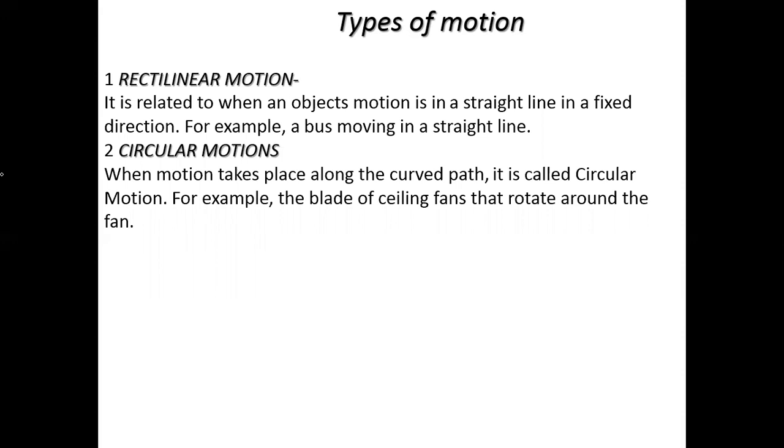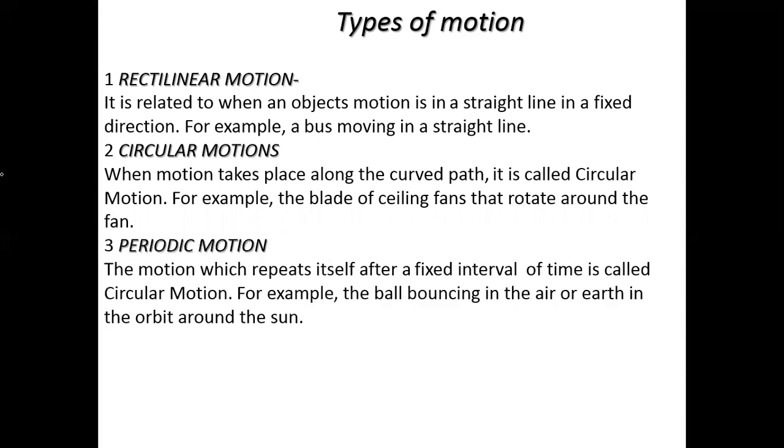Second, circular motion. When motion takes place along a curved path, it is called circular motion. For example, the blades of a ceiling fan that rotate around the fan. Third, periodic motion, the motion which repeats itself after a fixed interval of time. For example, a ball bouncing in the air, or the earth in its orbit around the sun.